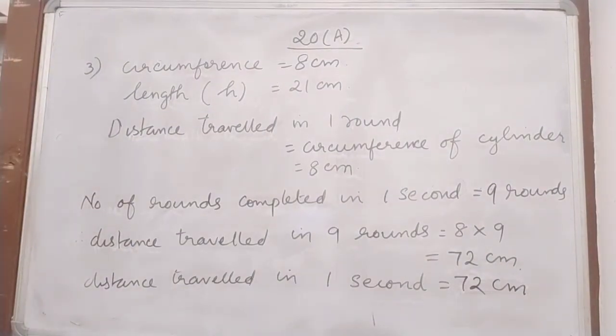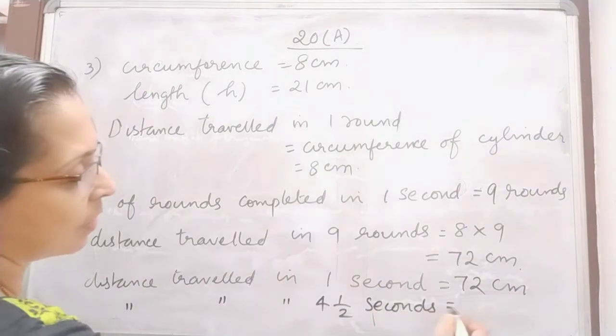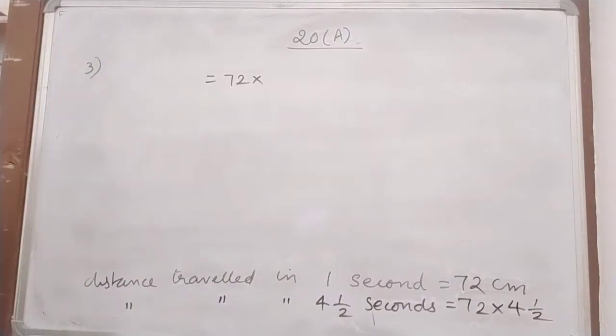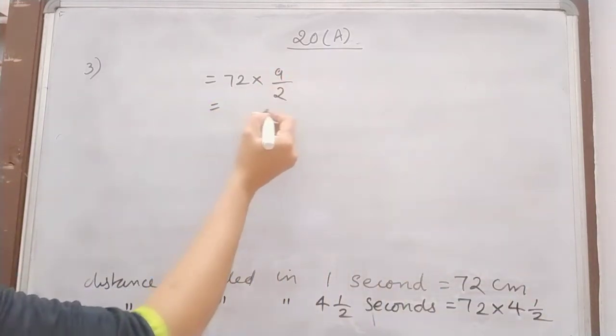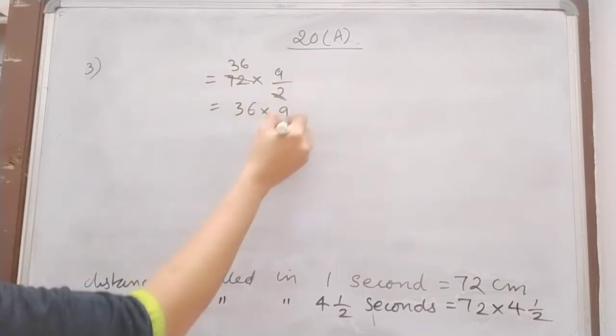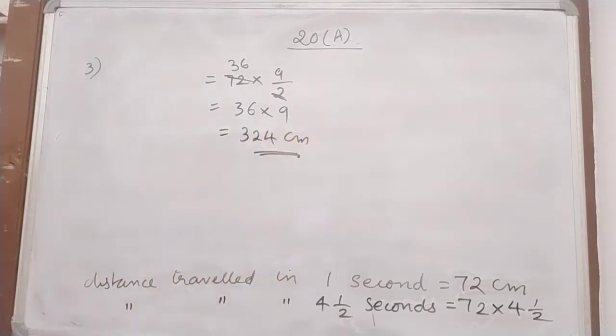We have time for 1/2 seconds. So what will be the distance travelled? Distance travelled in 1/2 seconds is equal to 72 into 1/2, isn't it? 4 2s are 8 plus 1, 9/2, so 2 and 72 cancel and we get 36. It is 36 into 9, which is equal to 324 centimeter. So the distance travelled by the cylinder in 1/2 seconds is 324 centimeter. That is our first part.